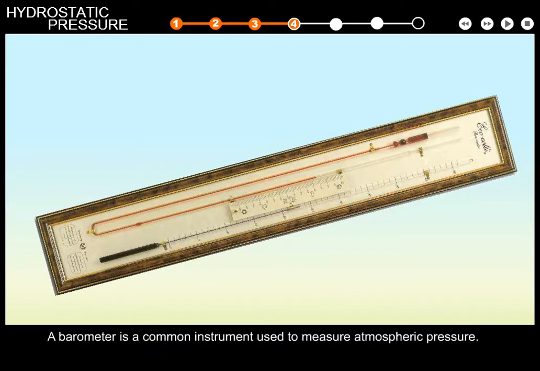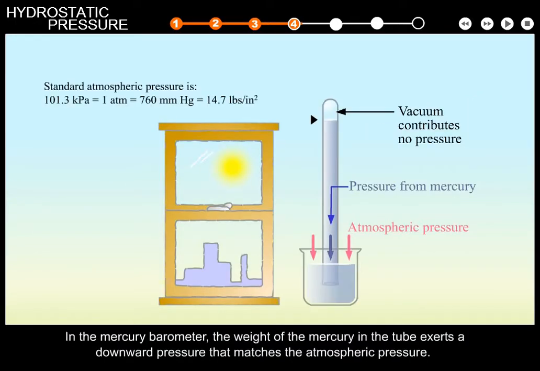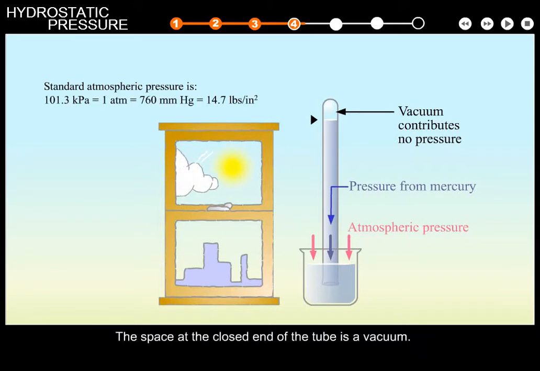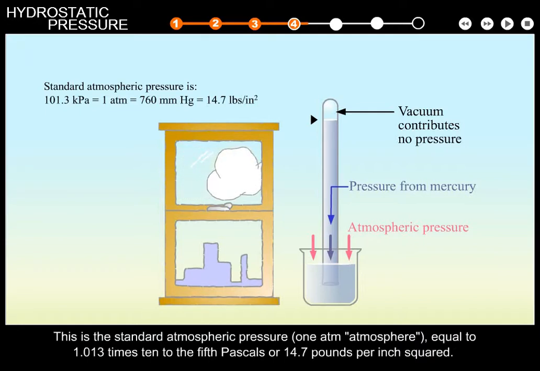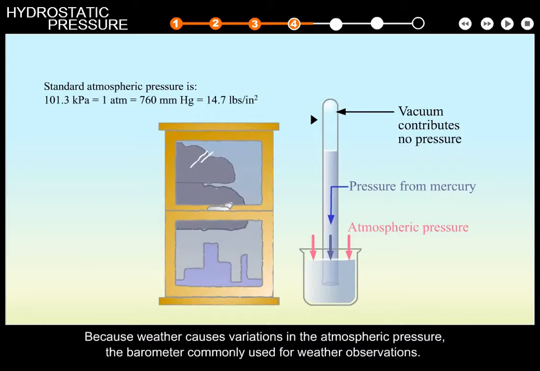A barometer is a common instrument used to measure atmospheric pressure. In the mercury barometer, the weight of the mercury in the tube exerts a downward pressure that matches the atmospheric pressure. The space at the closed end of the tube is a vacuum. A column of mercury 760 millimeters tall balances the average air pressure at sea level. This is the standard atmospheric pressure, 1 atmosphere, equal to 1.013 times 10 to the 5th pascals, or 14.7 pounds per inch squared. Because weather causes variations in the atmospheric pressure, the barometer is commonly used for weather observations.